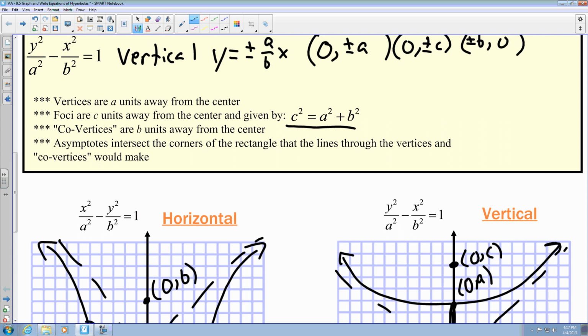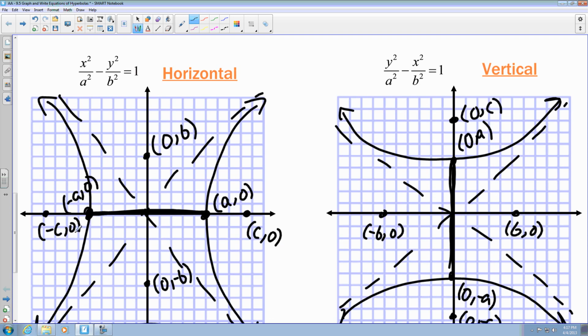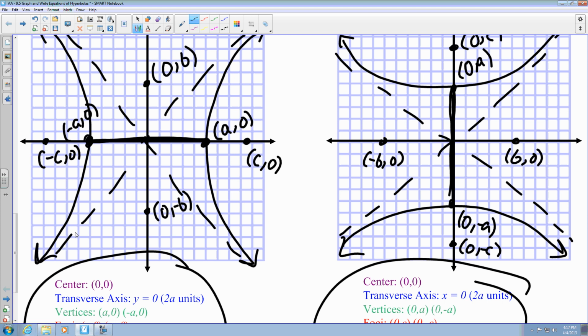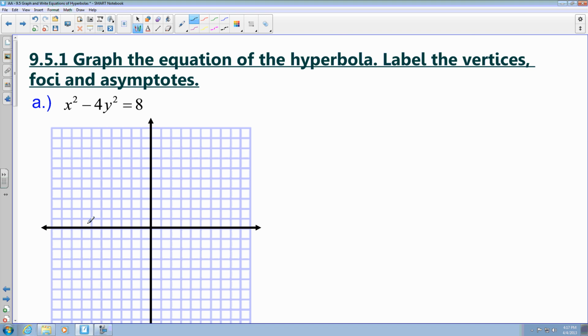This makes sense now because my c is actually larger than my a in this case. Before in the ellipse, it was not. So keep that in mind. So for this example, they want us to graph the equation of the hyperbola, and then they want us to label the foci and the asymptotes.